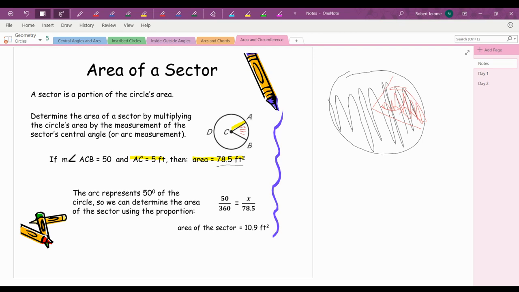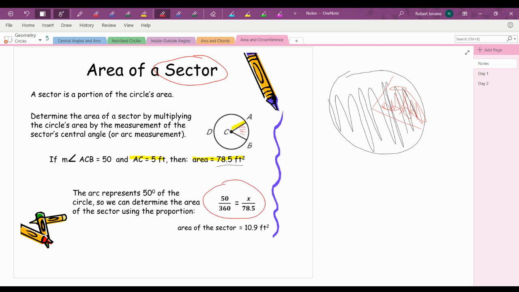Just like with length of an arc is part of circumference, a sector is a wedge. It's a slice of pizza out of the whole pie. So what we're going to do is compare the entire area to the part that we want, and we're going to set up a proportion just like we did for length.